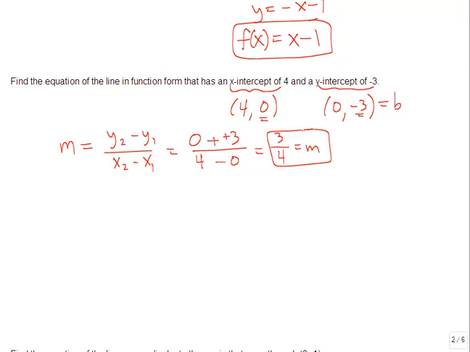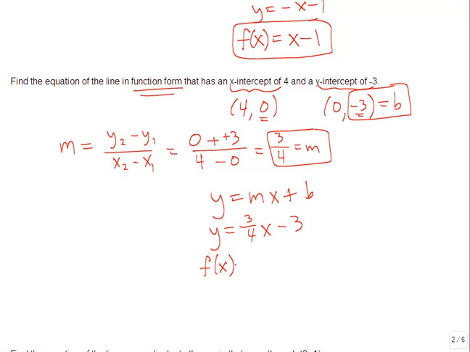Now remember what we said, y-intercept is also called b, so we also know the value of b. So if I have m and b, then I can use y equals mx plus b and substitute in. So we get y equals 3/4 x, and b was negative 3, so this is going to be minus 3. And last but not least, we want this in function form, so swap out the y with an f of x, and here's our line, and we're all done.